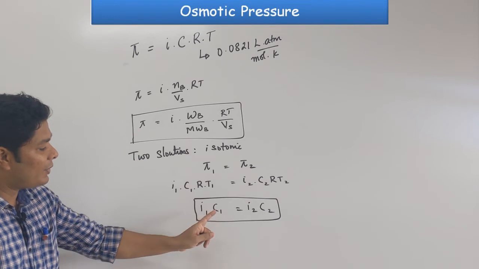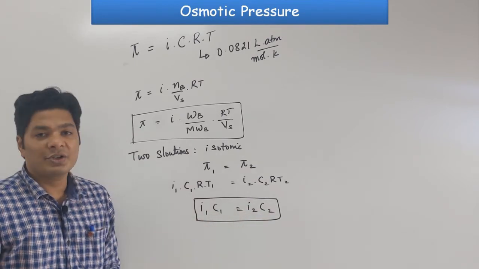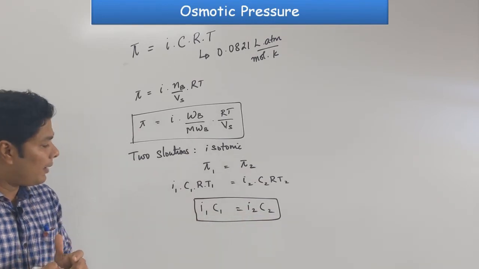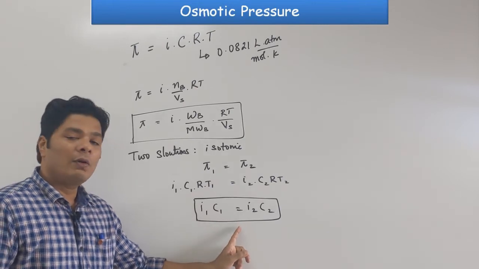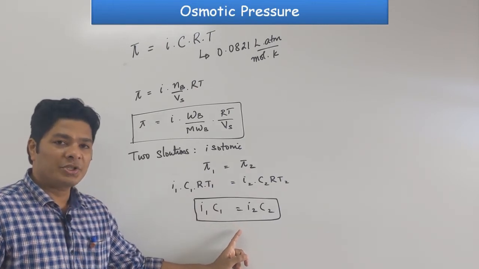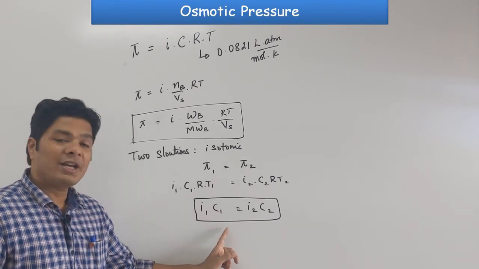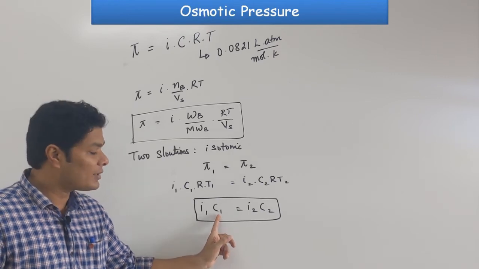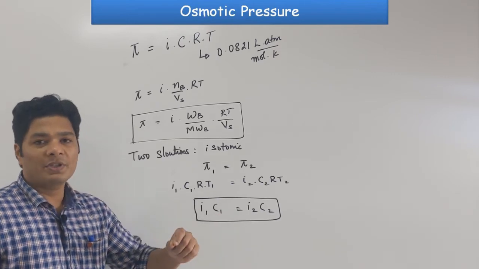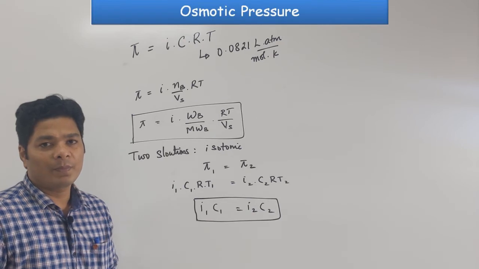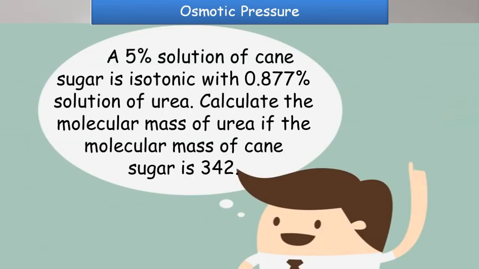Now, this is the formula for isotonic solutions that have the same osmotic pressure at any given temperature. They can give you the concentration of one and ask you the concentration of another. In the video where I solved the mole concept questions for the solutions chapter, I also showed you how the concentration can be given in weight percent, volume percent, all those. Let's look into an example.